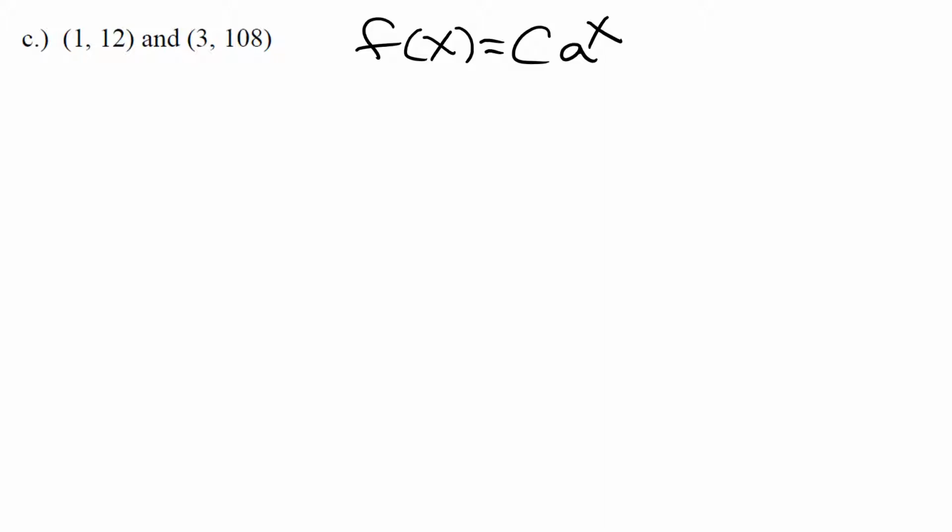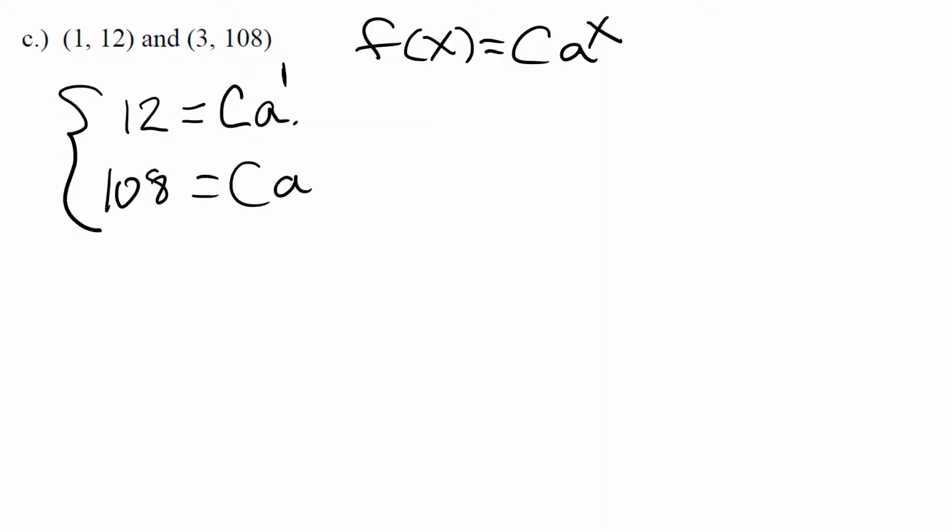So what I'm going to do is I'm going to put this y value here in f of x. I'm going to put this x value here with the x in a system of linear equations. So the output is 12, and that's going to equal some c times a to the 1. And then I'm going to do the same with the second ordered pair. 108 equals c a cubed.